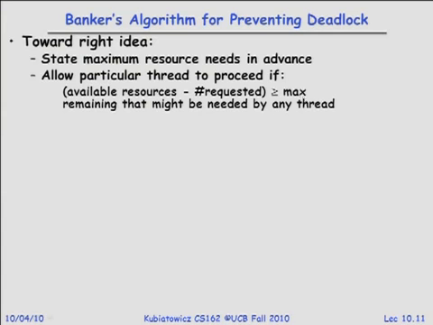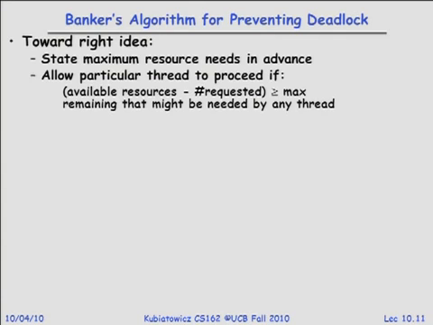Yes? How do the threads know the maximum resources that they need? Well, that's a good question. We have to assume that they can do that. Otherwise, we can't use the banker's algorithm. Okay, so somehow you've got to come up with that number, and that's part of playing ball here. Good question. Any other questions?